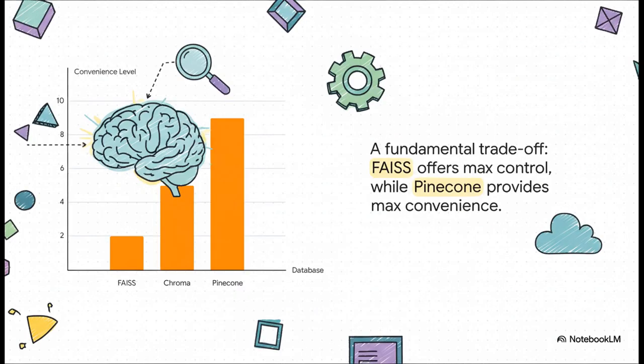This chart just says it all, doesn't it? It shows the fundamental trade-off. Over on one side, you have FAISS, which gives you all the control in the world, but you have to do everything yourself. On the complete other end is Pinecone, which is all about convenience. It handles all the hard stuff for you. And Chroma? It sits right there in that sweet spot in the middle.